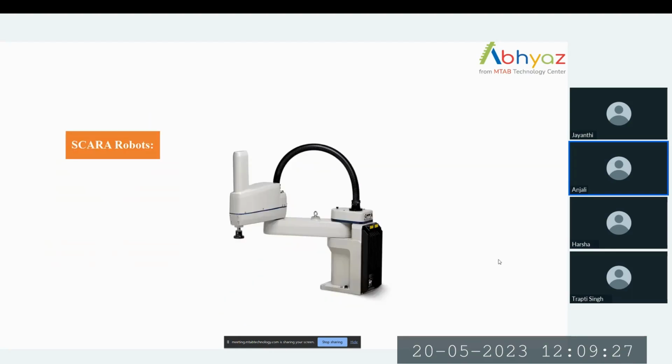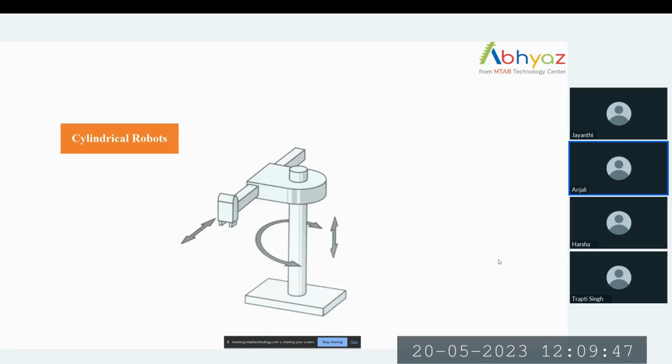The second one is the SCARA robot. It is the abbreviation of Selective Compliance Assembly Robot Arm, and it functions in three axes: X, Y, and Z, and it provides rotational movement. Also, due to its small size, it is used for assembly and palletizing operations.